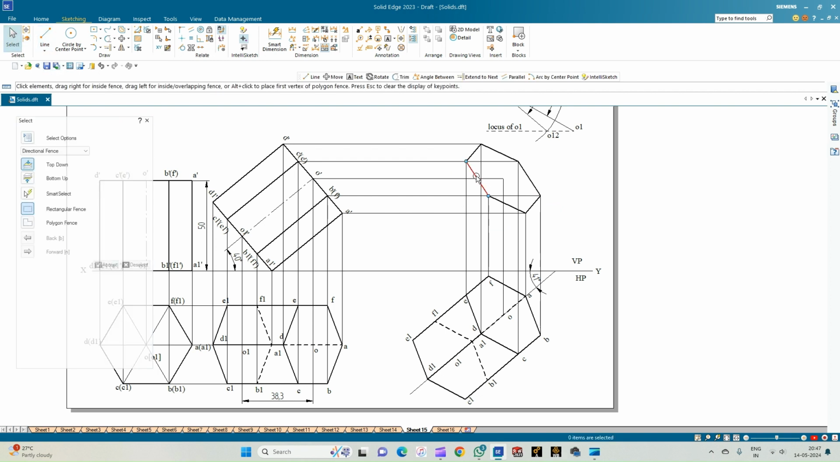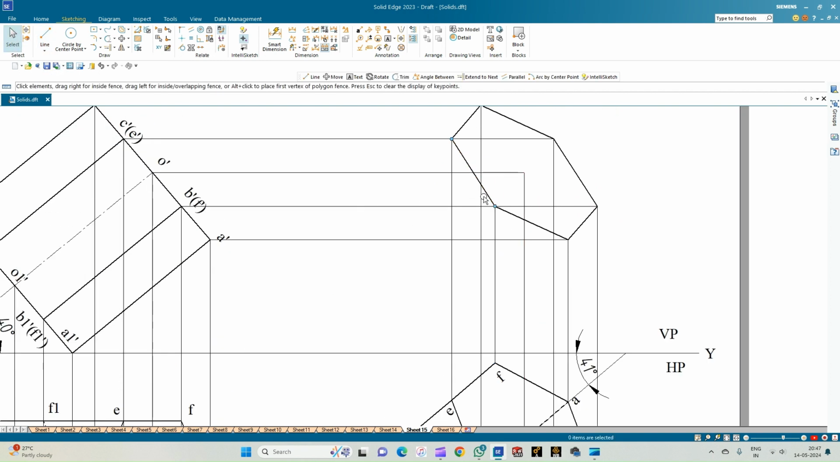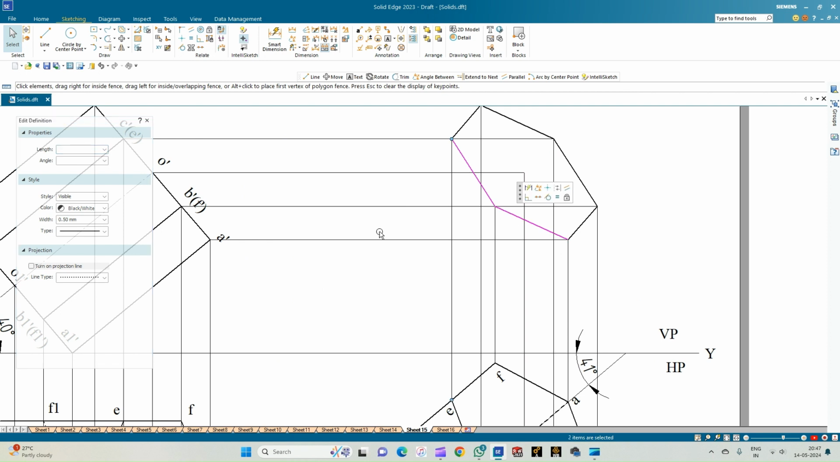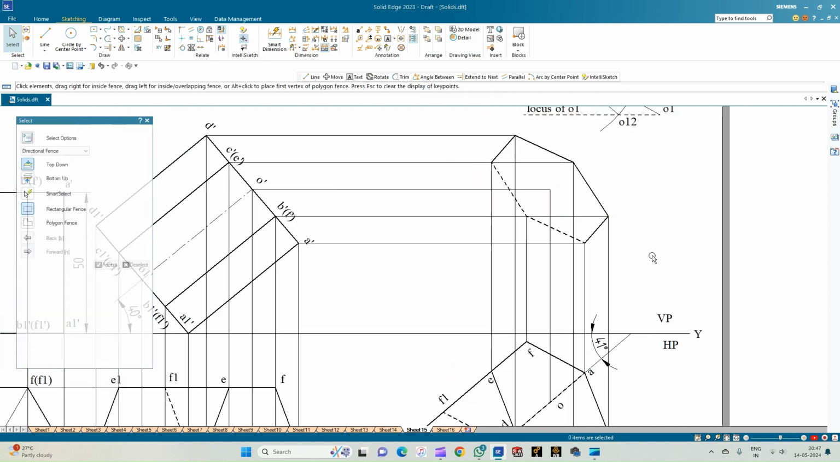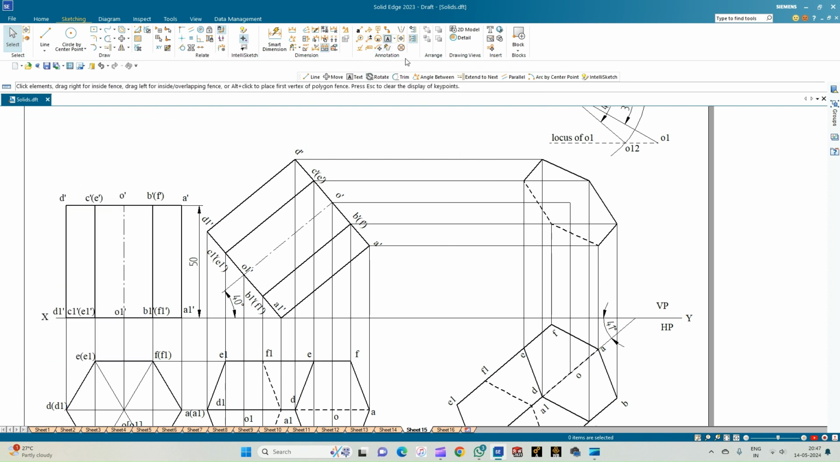However, the lines originating from the corner F will be dotted. Okay, so now let us annotate this.